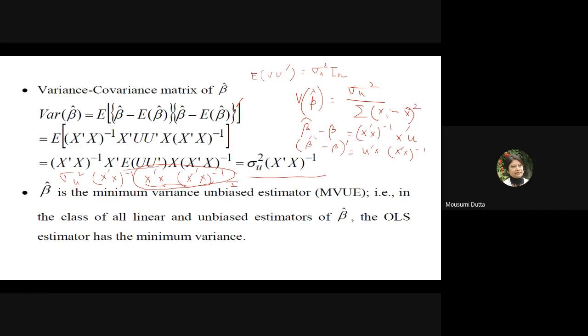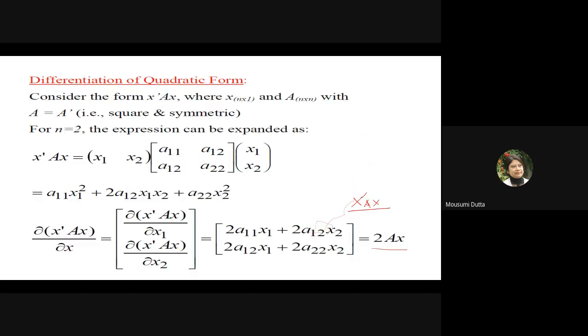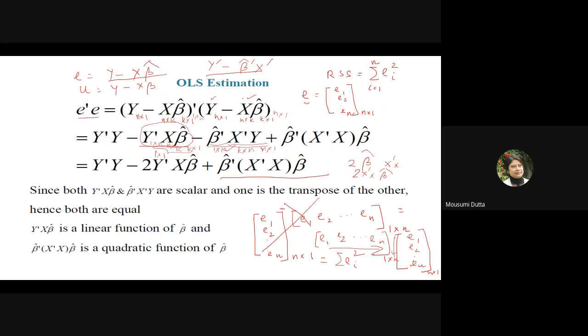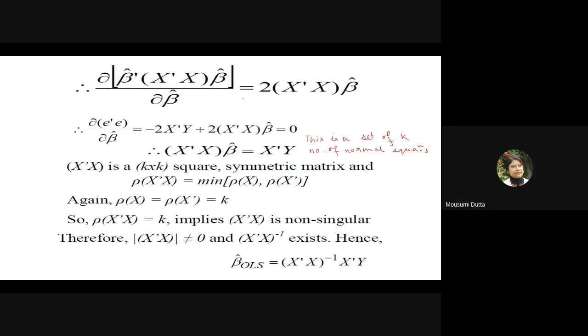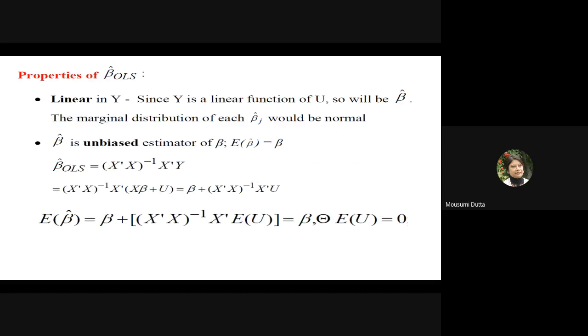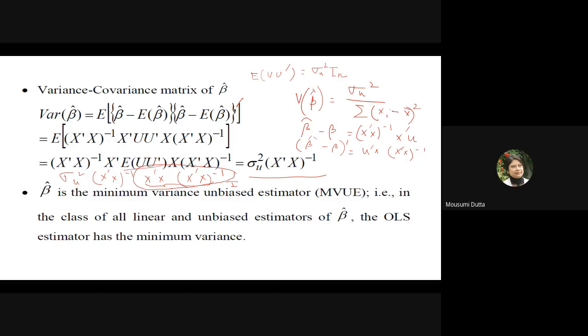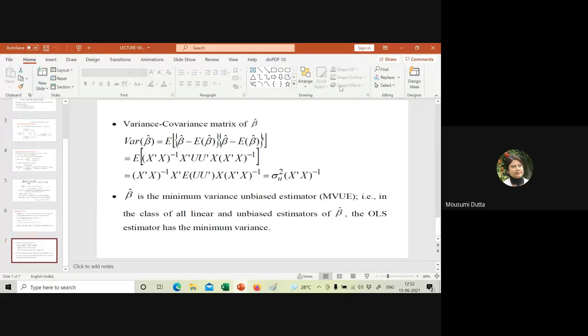আর কারো কিছু? সো ফার্স্ট এখান থেকে শুরু করবে, চেক করো হাউ টু ডিফাইন RSS, দেন হাউ টু ডিরাইভ beta hat, the value of beta hat, X prime X inverse X prime Y, properties, unbiasedness, and calculation of variance. Okay.